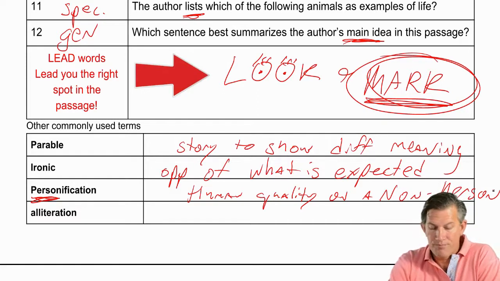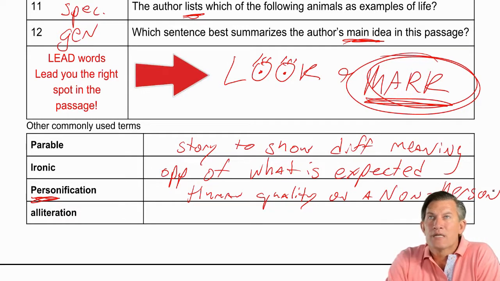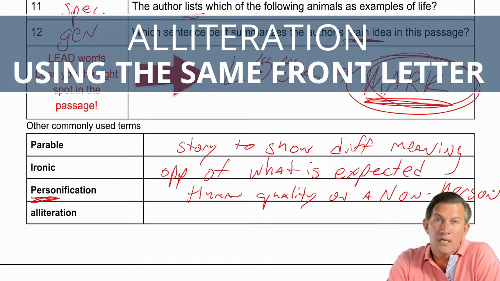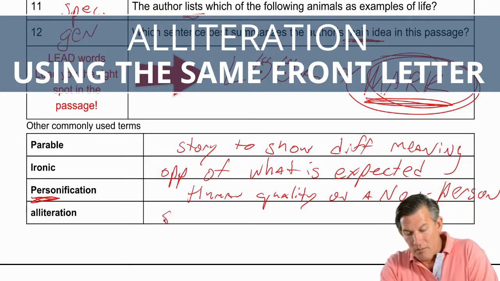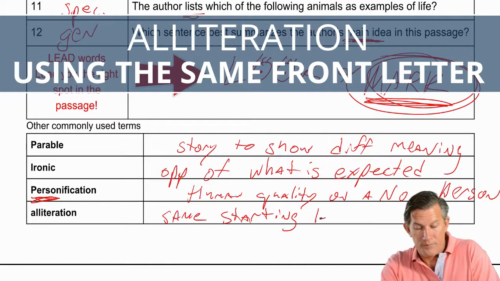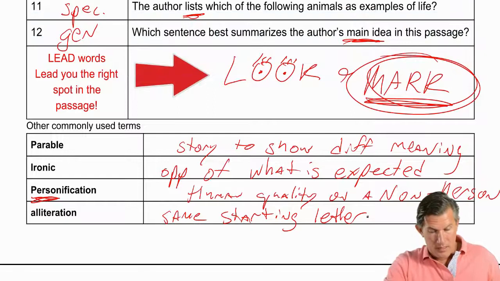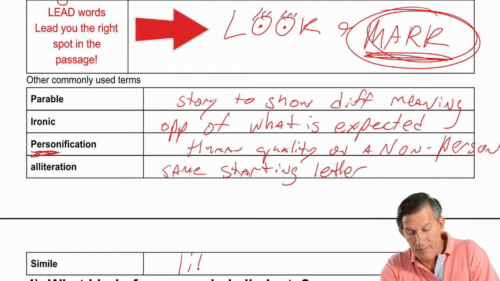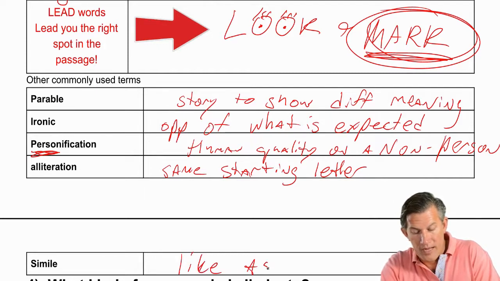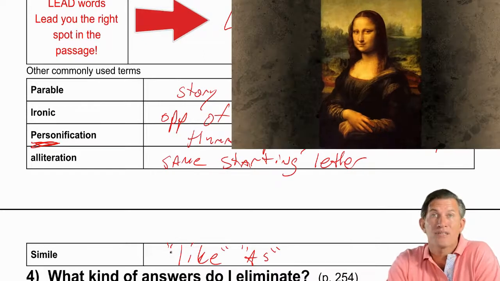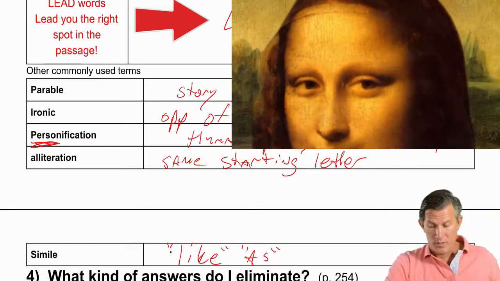Okay, alliteration. Alliteration is like when you use the same letter in front of everything. The blue bumblebee is a good example, right? Same starting letter. Okay. And a simile is a comparison using like or as. Okay, when the world was flat as a pancake, then Mona Lisa was happy as a clam.